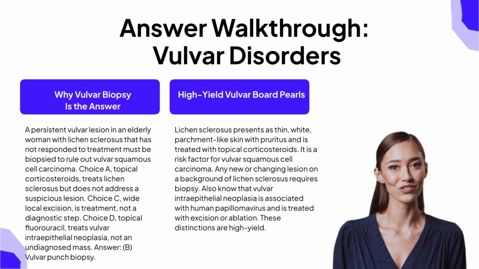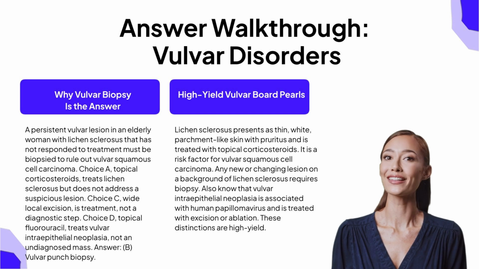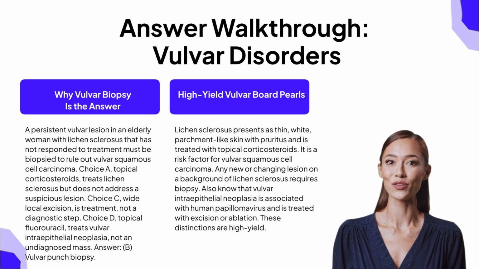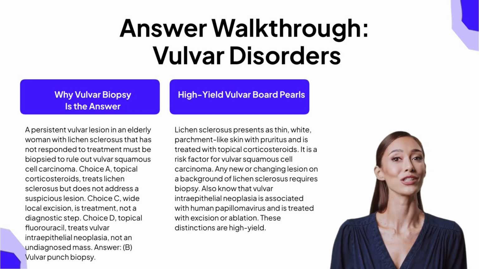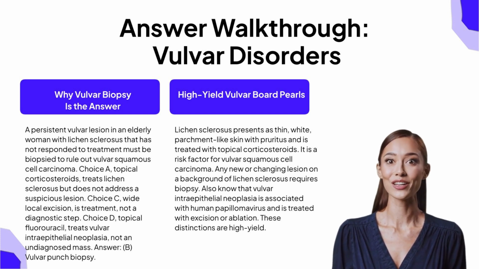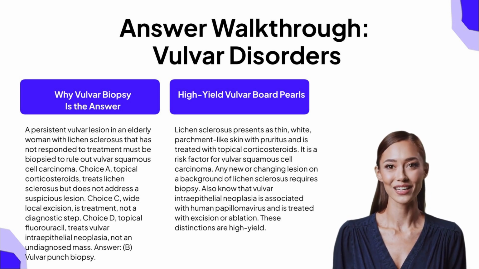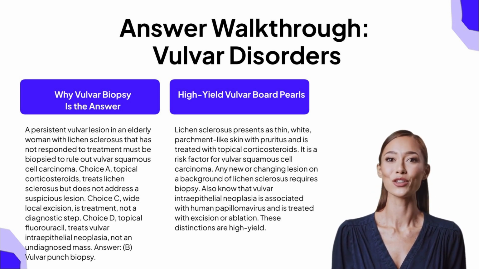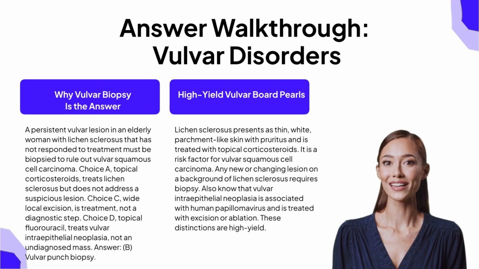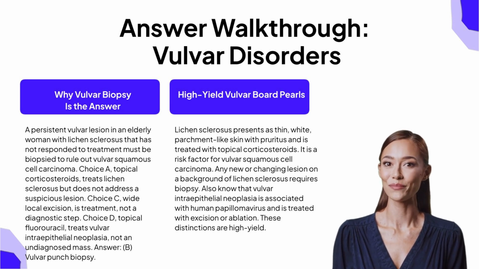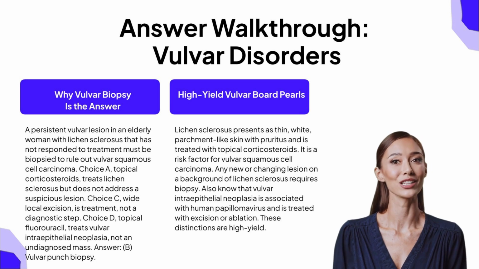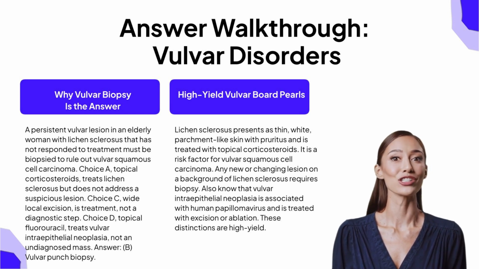Now for the board pearls. Lichen sclerosus presents as thin, white, parchment-like skin with itching and is treated with topical corticosteroids. It is a known risk factor for vulvar squamous cell carcinoma. Any new or changing lesion on a background of lichen sclerosus always requires biopsy. Also know that vulvar intraepithelial neoplasia is associated with human papillomavirus and is treated with excision or ablation. Review these vulvar conditions in the gynecology section of First Aid and your question bank.